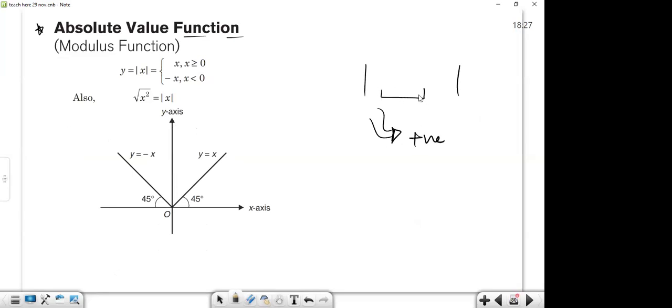If the inside term is negative, considering the inside term as x, if x is negative, I'll multiply a negative number to x to make it wholly positive. If x is already 0 or positive, I don't care. The inside term will remain the same. So this is how we write it. Square root of x square is also written as modulus of x. Why? Because only the positive value of x is considered here.